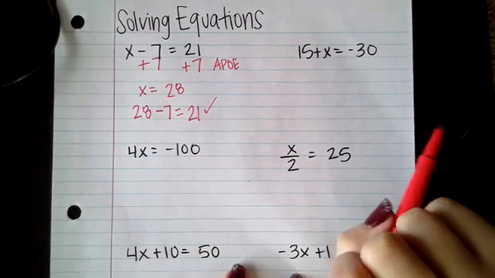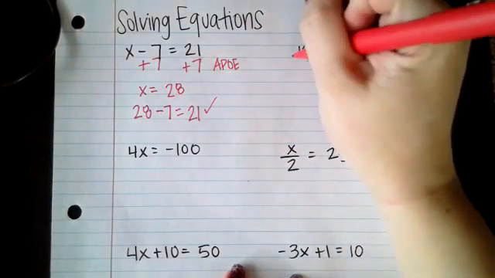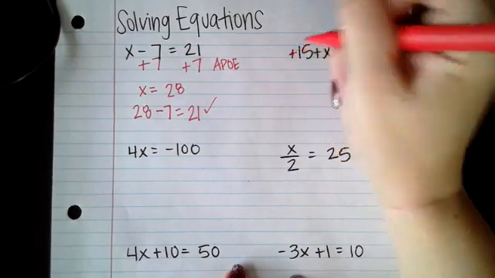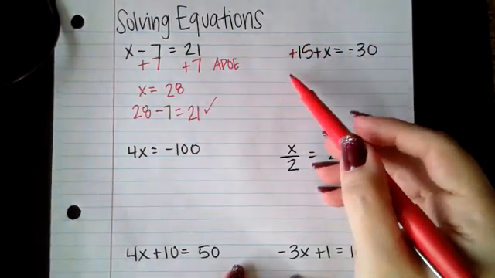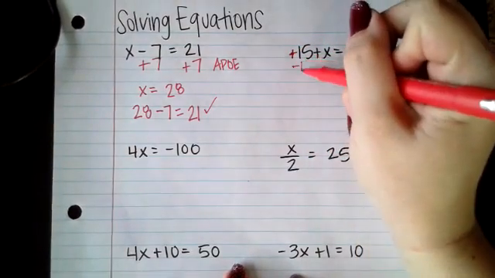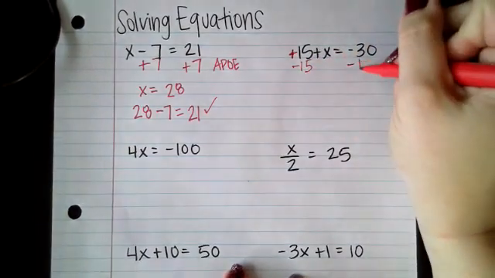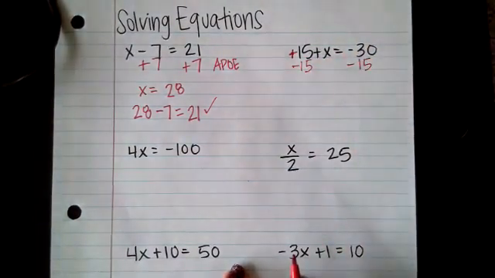So the way that I'm going to get rid of it is I'm going to do the opposite. And if it helps you, you can write the plus sign here. I'm going to do the opposite of adding. I'm going to subtract this 15 from both sides of the equation.